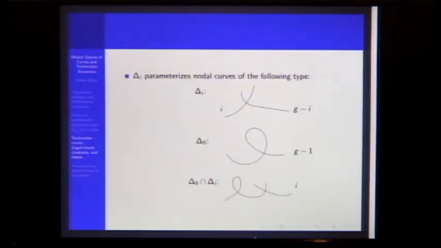So for instance, if you take the index i to be positive, then a general point of delta i parameterizes nodal curves of the following type. You have two components of genus i and g minus i, glued together at a node. Apologies for drawing a real picture again, but this is a complex curve. And for delta zero, you take a smooth genus g minus one curve and take two points and pinch them together. You get a general point of delta zero. And if you go deeper into the strata, these boundary divisors can intersect. For instance, this guy, if you look at the left-hand side node, is of type delta zero. The right-hand side node is of type delta i, so it belongs to the intersection of both.